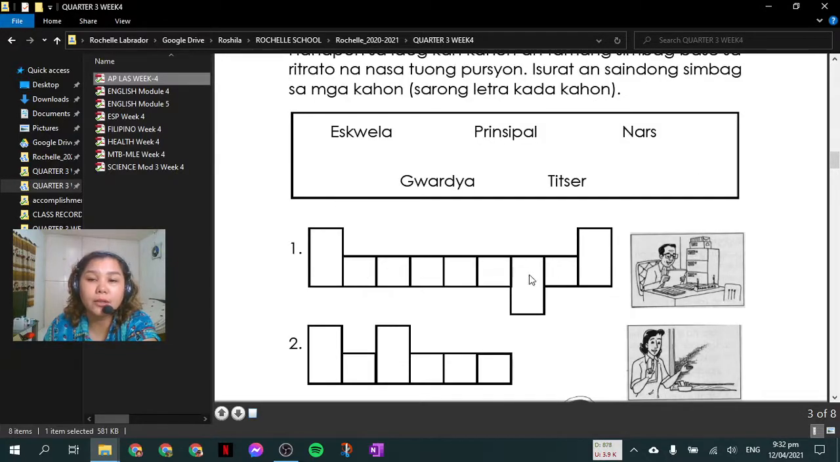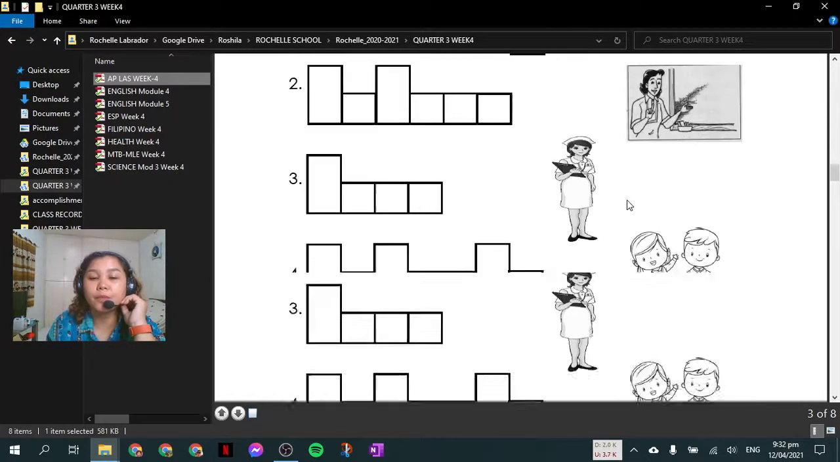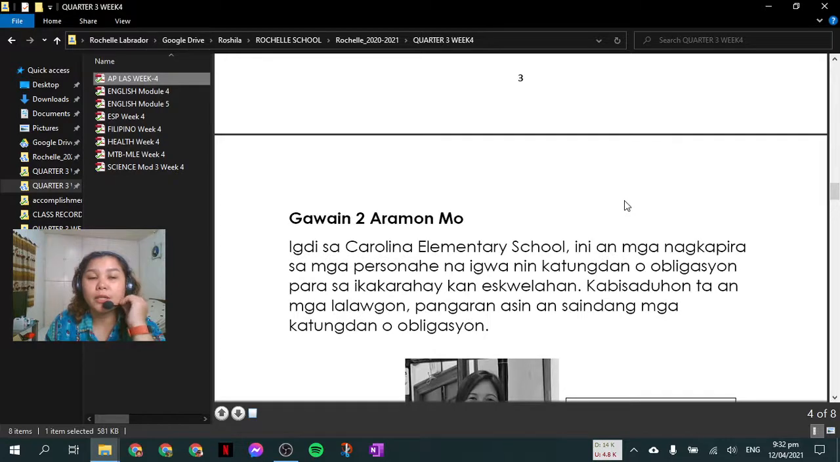So one letter for each box. So the choices will be from this box: eskwela, principal, nurse, guardia, teacher. So 1 to 5. Next page.